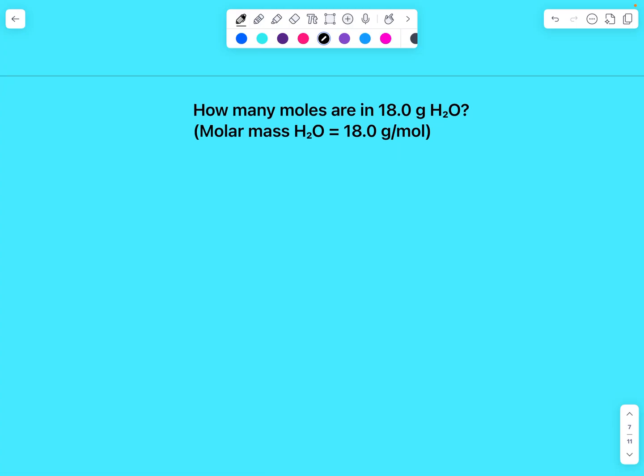Okay, how many moles are in 18 grams of water? Molar mass is 18.0 grams per mole. Okay, so on an exam, they may not tell you the molar mass of water. You're going to need to just know that, or you may have a periodic table on the exam. And just so you know, the atomic mass of oxygen is 16, and then hydrogen is like 1, and then another hydrogen would be 1, and 16 plus 1 plus 1 is 18. Okay. So, how many moles are in 18 grams of water, and the molar mass is that.